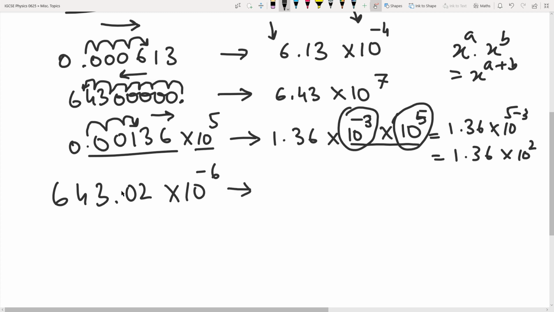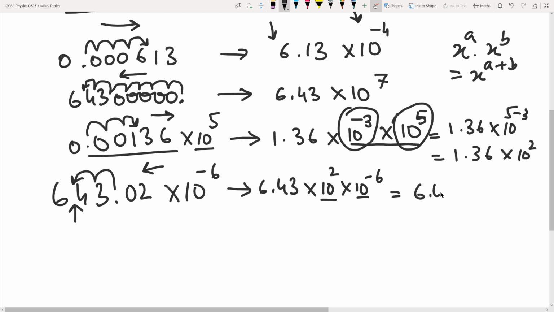Now again, the decimal is supposed to be after the first digit, so we're just going to move it 2 places here, so it is going to be 6.43 into 10 raised to power. Now we're moving to the left, so it is going to be plus 2 into 10 raised to power minus 6, and since the bases are the same, I'm not going to do this step over here, I'm just going to write the final answer. It is going to be minus 4, because 2 minus 6 is going to be minus 4.